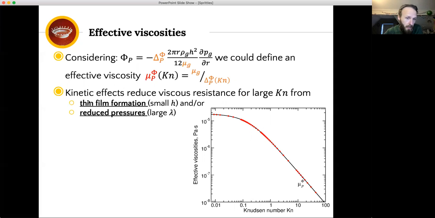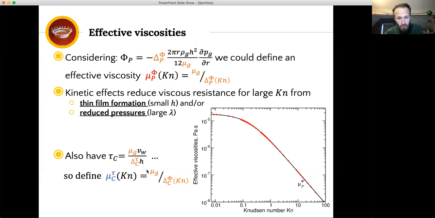So that can occur for either very thin films like we're seeing, or at reduced pressures where we have larger Knudsen numbers. We also have a shear stress component, and again, we can define an effective viscosity. And this has the following form and is a different curve. And these curves come from solutions to the Boltzmann equation.